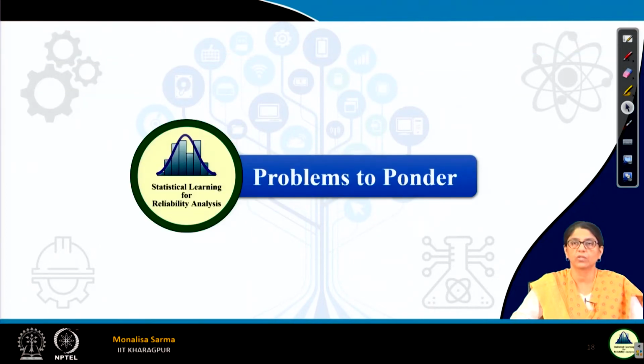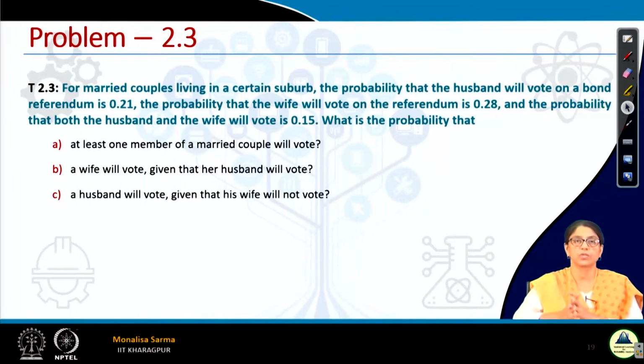Now we will be solving some bigger problems which will really help you to understand the concept of conditional probability as well as the total probability. First question: for married couples living in a certain suburb, the probability that the husband will vote on a bond referendum is 0.21. The probability that the wife will vote on the referendum is 0.28, and the probability that both the husband and wife will vote is 0.15. What is the probability that at least one member of a married couple will vote?